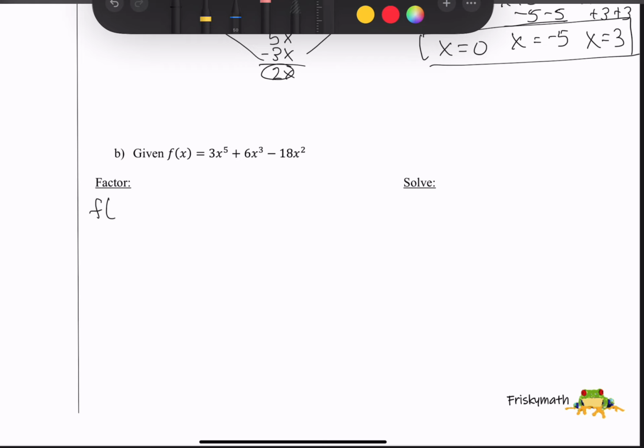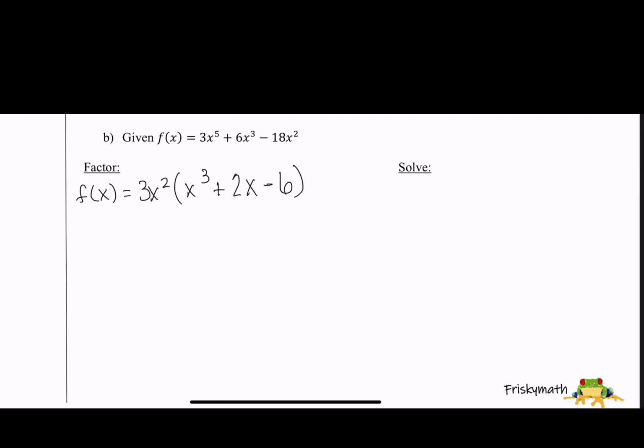So I am going to factor f of x into 3x squared. I'm undistributing the 3x squared. What's left? Well, I need an x cubed. 3x squared times a positive 2x would give me the 6x cubed. And 3x squared times a negative 6 would give me the negative 18x squared. I don't think there's much more I can do here.